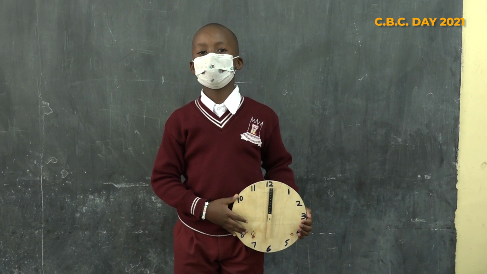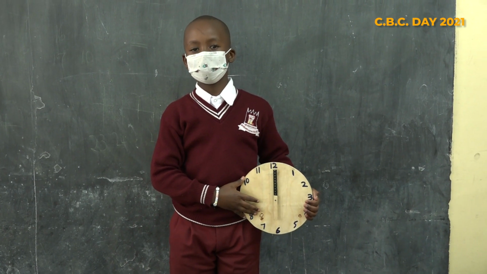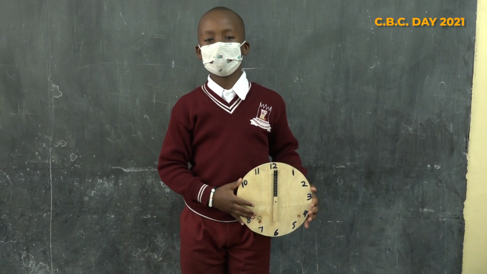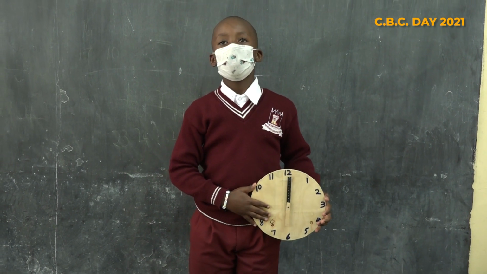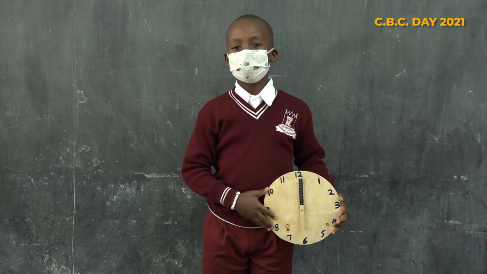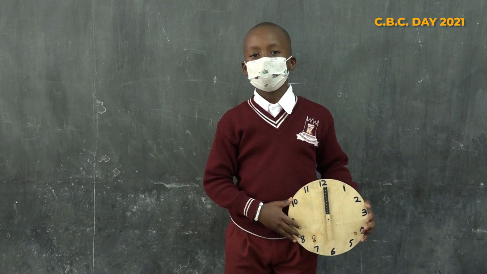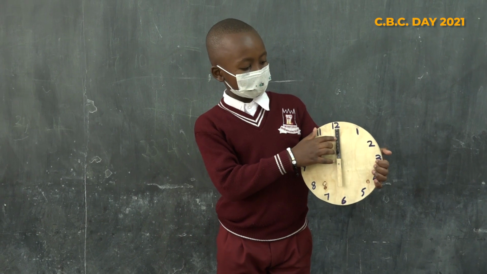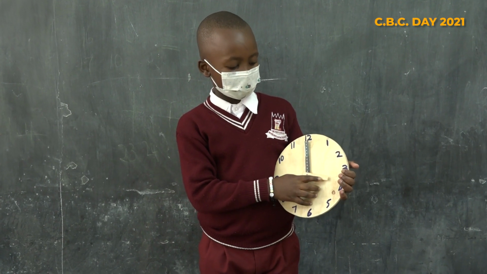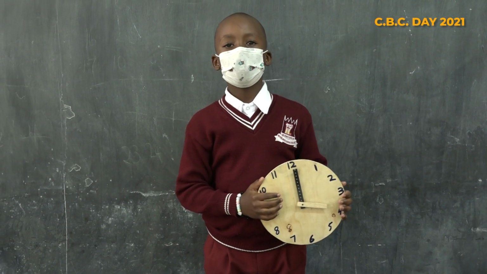I want to talk about a clock. A clock has two hands. The longer hand is the minute hand. The shorter hand is the hour hand. We know it is time to read the clock when the minute hand is at 12. Then we check to see what time it is. For example, when the minute hand is at 12 and the hour hand is at 4, that means it is 4 o'clock.